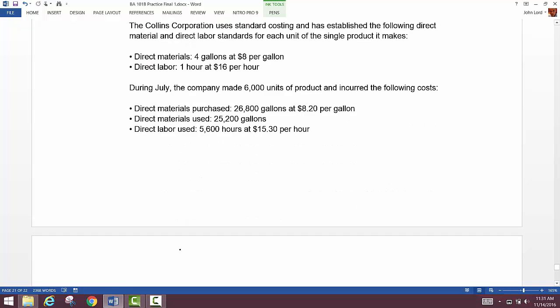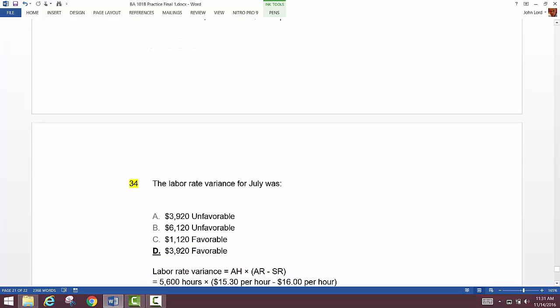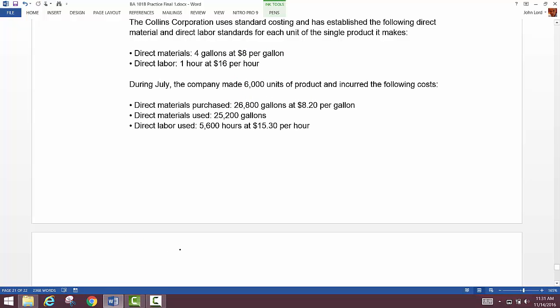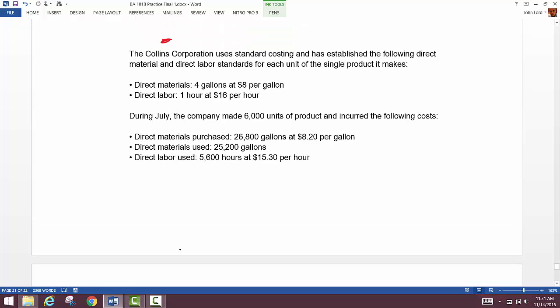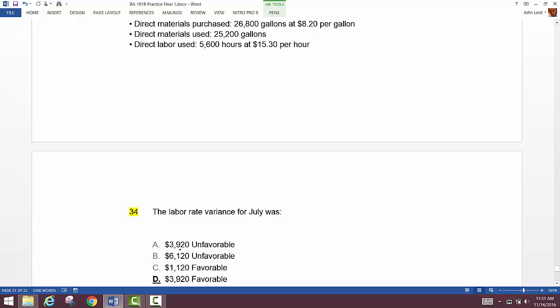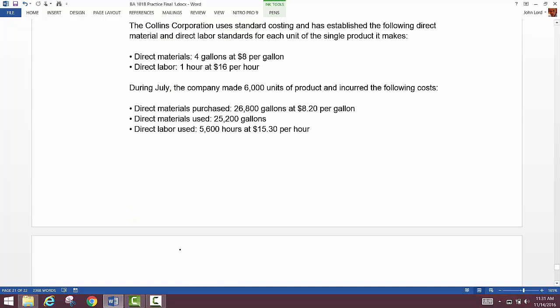Okay, Collins Company, huh? Got to do labor. Who wants to do the labor? What are we looking for? Labor rate. What's the formula for labor rate? It's actual hours times the standard rate minus the actual rate. Okay. Do we have the actual hours? We use 5,600. Good.